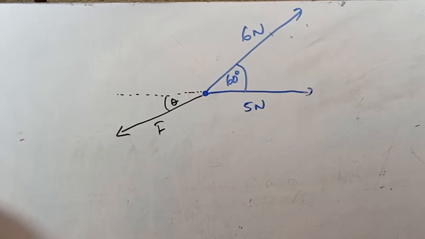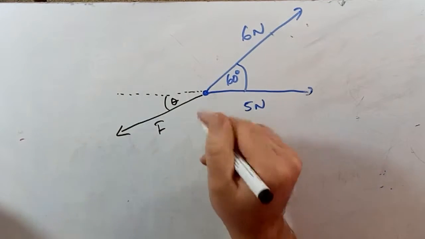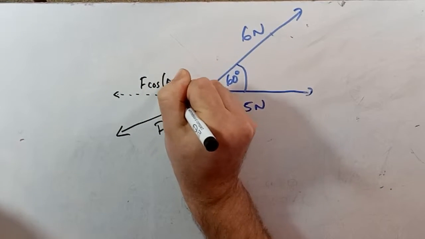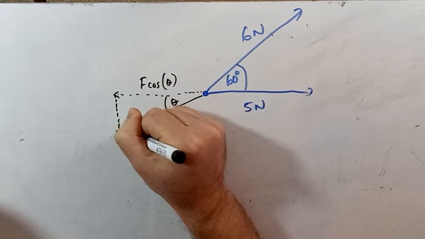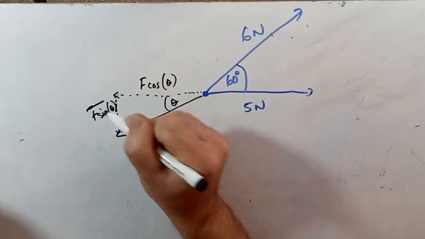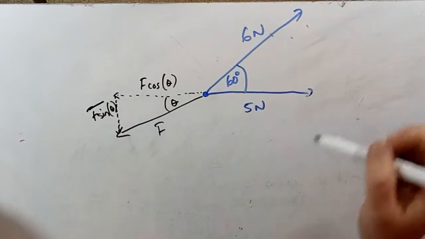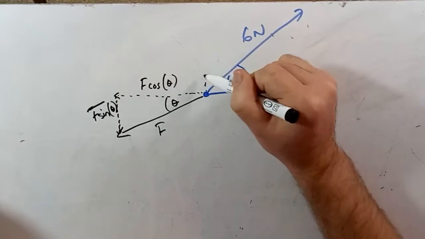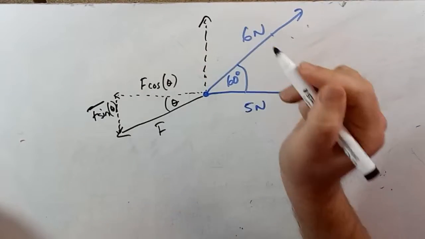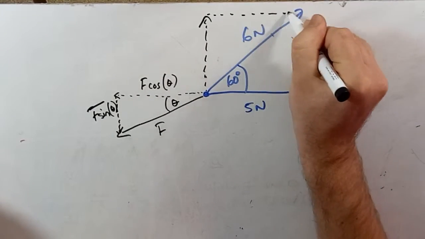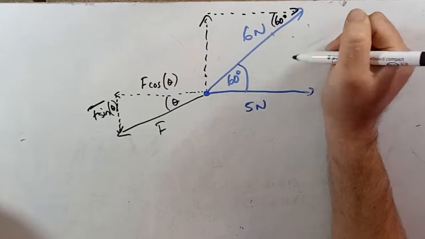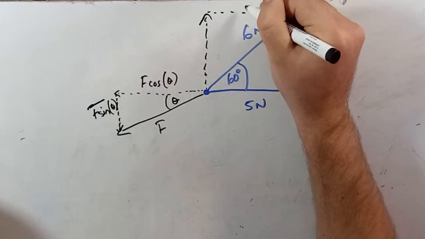Exactly the same way. We're going to say, well, this force is pulling this way a little bit. So this is F cos of theta, and it's pulling down, F sine of theta. Okay, so that one's pulling this way. This one is also pulling up. So this 6 newton one, it's pulling up, and it's also pulling across. Okay, so this is also going to be 60 degrees in there. So that's the angle.